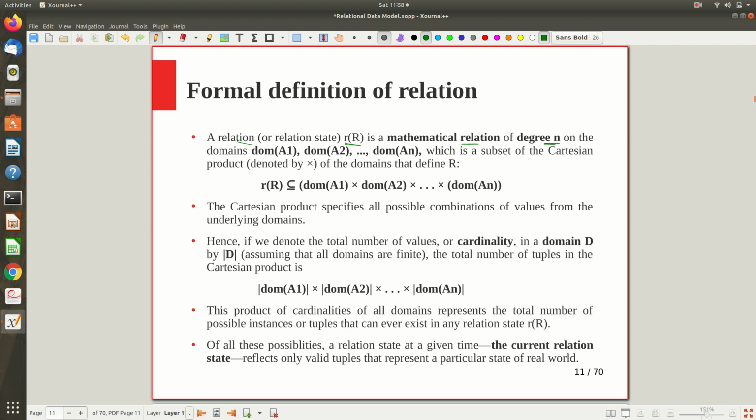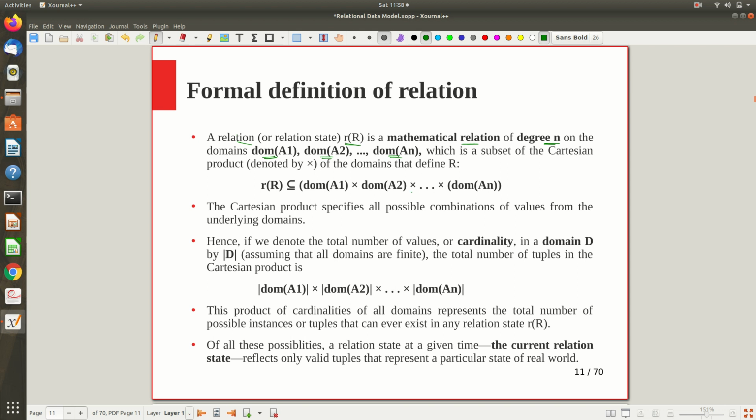Suppose I have n different attributes, a1, a2, etc. an. Each attribute has a domain, right? And hope you remember what a domain is. We explained it in the previous video also. Domain corresponds to the set of all possible values for this particular attribute. Similarly, what is the domain of a2, etc.? What is the domain of an? Now each of them is a set, right?